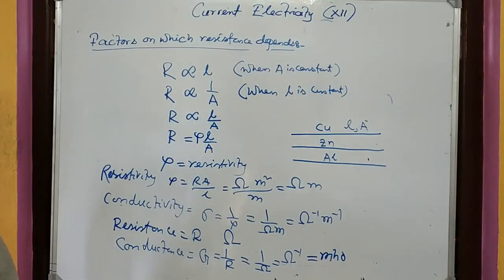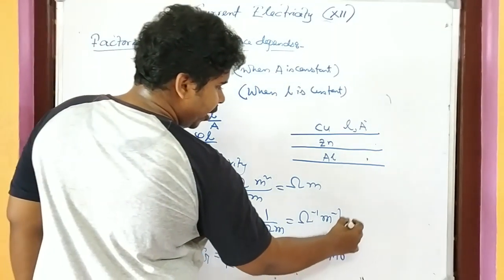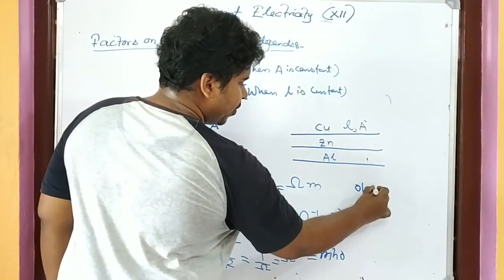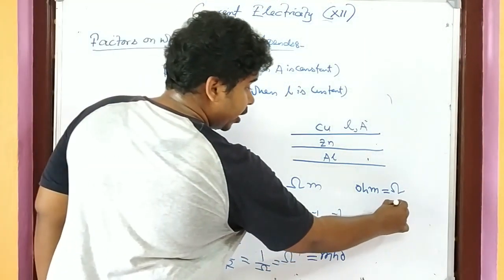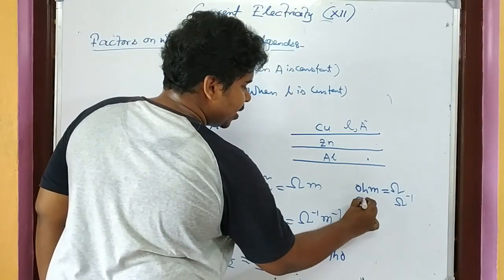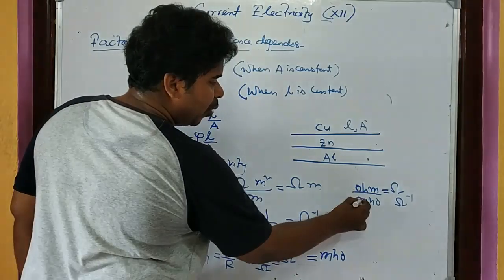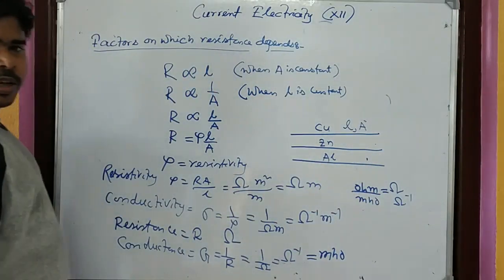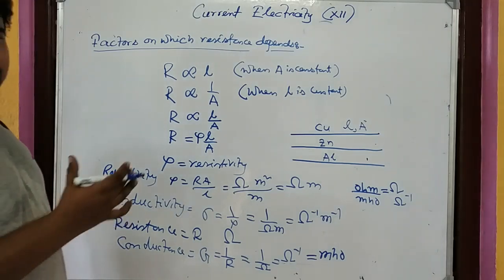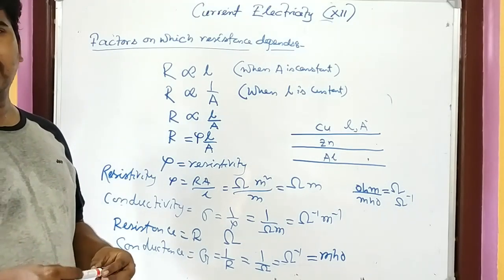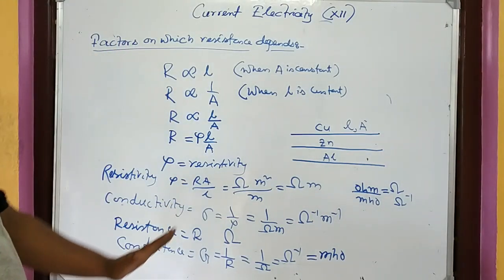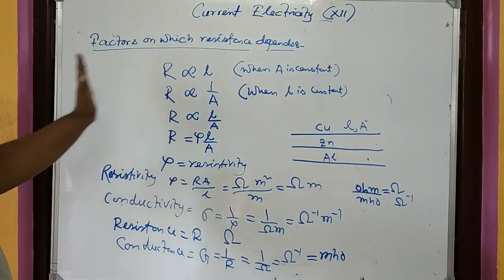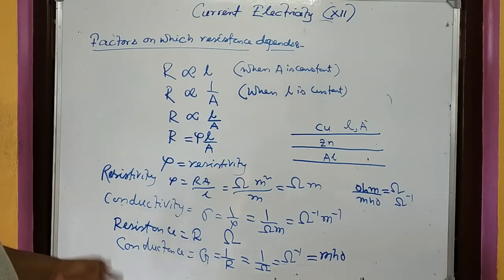Why is it mho? Whenever we write ohm, it is denoted by this symbol. But as we have ohm inverse, it is the reciprocal, mho, M-H-O. Another unit is also given, that is known as Siemens. But it is not needed to learn. So these are the things we have discussed here: resistance, resistivity, and conductivity.